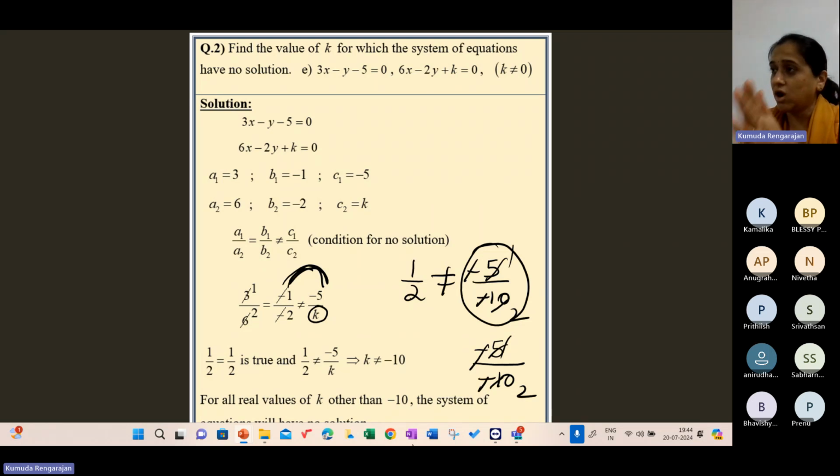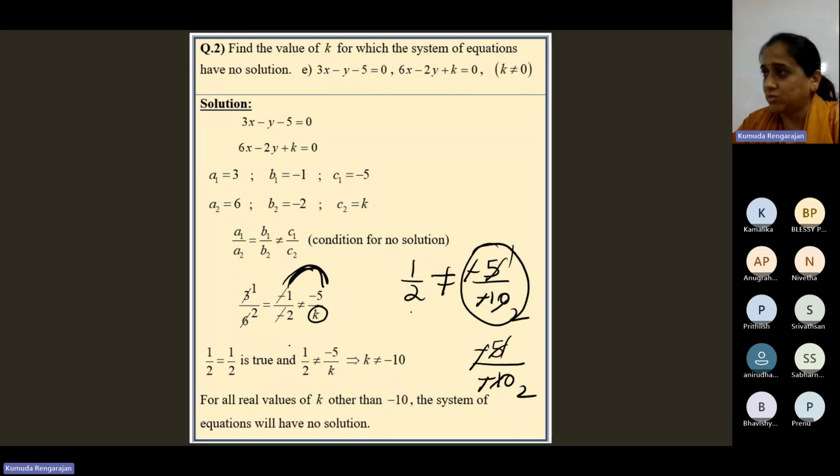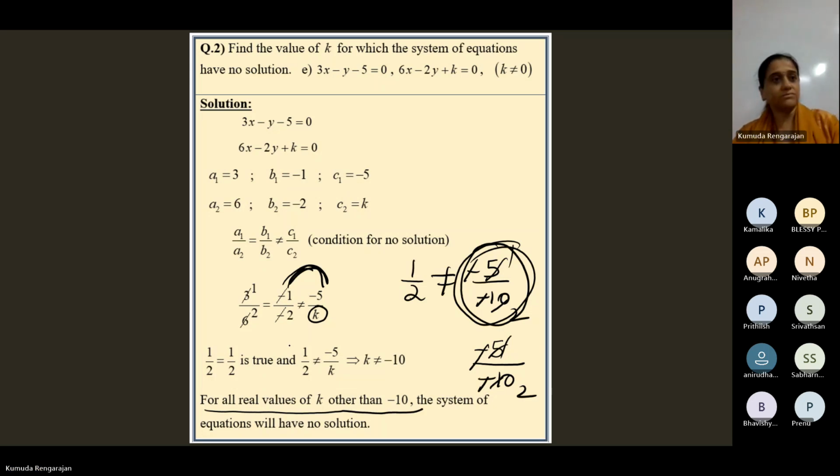They should not be equal. B1 by B2 and C1 by C2 should not be equal. So B1 by B2 is 1 by 2. C1 by C2, C1 is minus 5. If C2 is minus 10, what will happen? 1 by 2. Minus minus cancels, 1 by 2. So it will become equal. Other than minus 10, any other value for C2, this will not be 1 by 2. So the answer is for all real values of k other than minus 10. It should not be minus 10, that's all. K can take any value other than minus 10. The system of equations will have no solution.